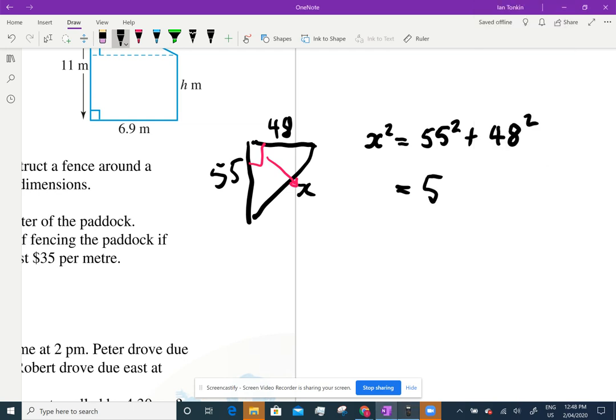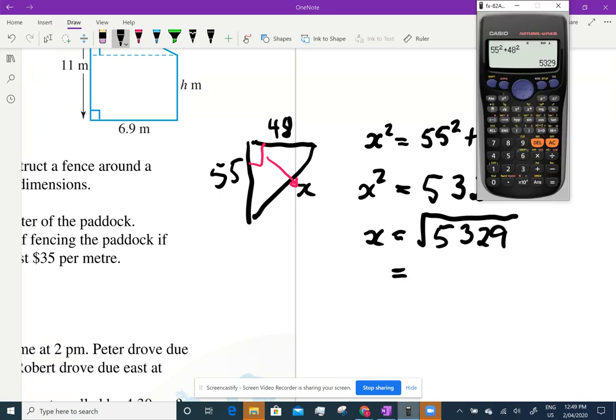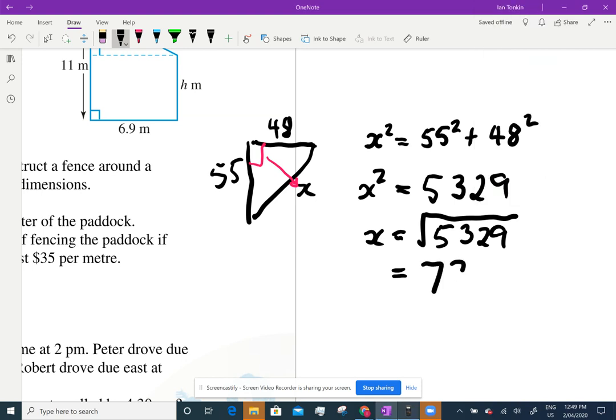5329. That's what X squared is. So X equals the square root of that. 5329. Again, on your calculator, I'm just going to square root my answer, 73. And again, that's another Pythagorean triad. So X equals 73. That's A.